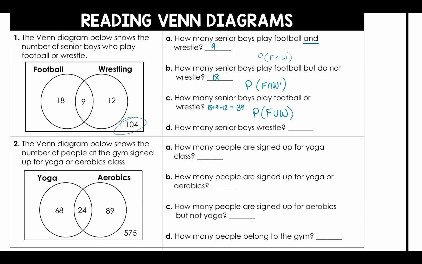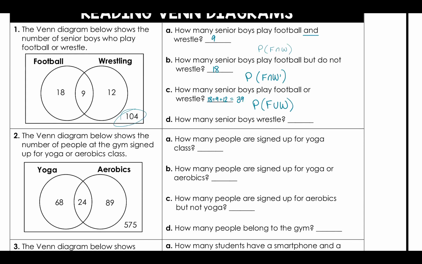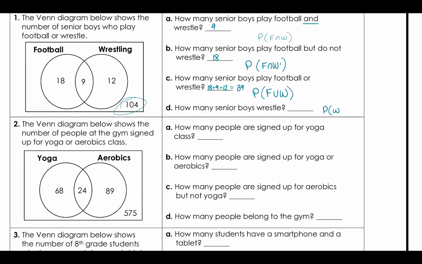And the final question is probability that they wrestle. So probability of W. So how many of those are there? 9 plus 12 is 21, not 19, you knucklehead.